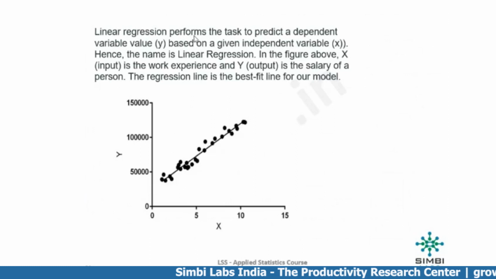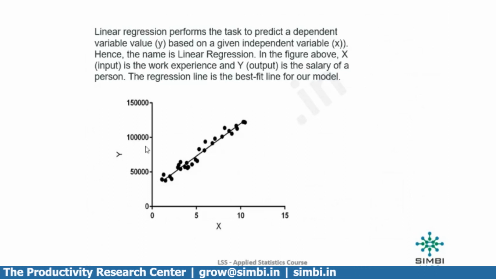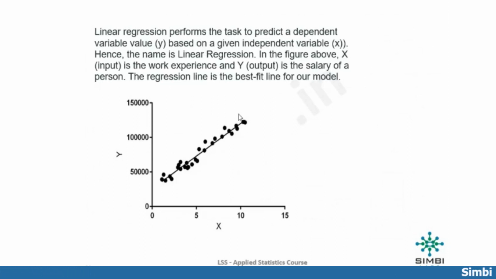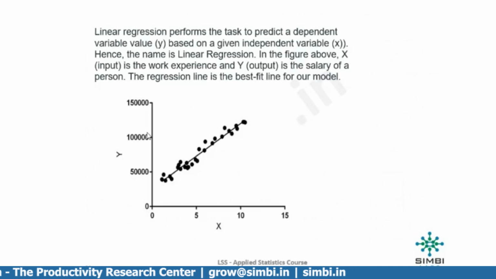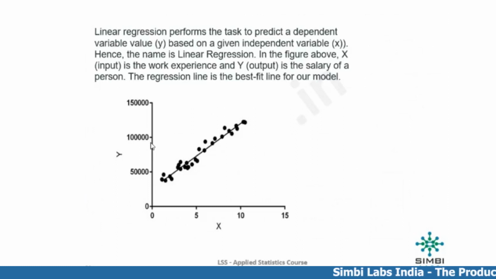Linear regression performs the task of predicting the dependent variable value y, based on a given independent variable x. That is why it is called linear regression. In the figure, the x-axis is the independent variable and the y-axis is the dependent variable. For example, we can consider x as the work experience of a person, and y as the salary of a person. The regression line is the best fit line for our model.